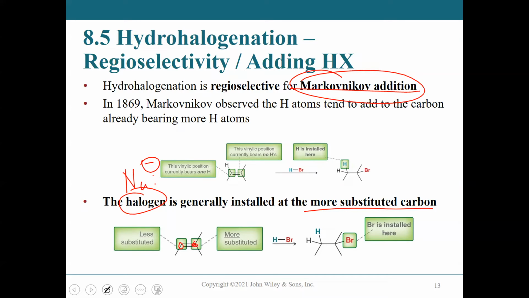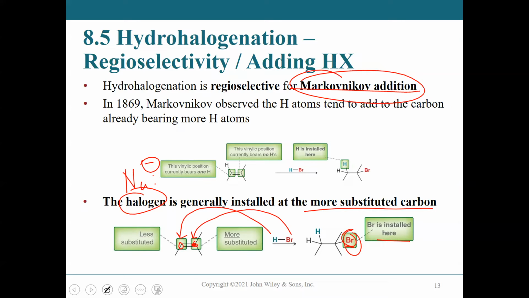Therefore, if I do HBr, the Br, which is the nucleophile, will be added to this carbon, and the H will be to this carbon, not the other way around. They observe that Br is installed here, so it is added there. What is the opposite? The opposite is called the anti-Markovnikov.